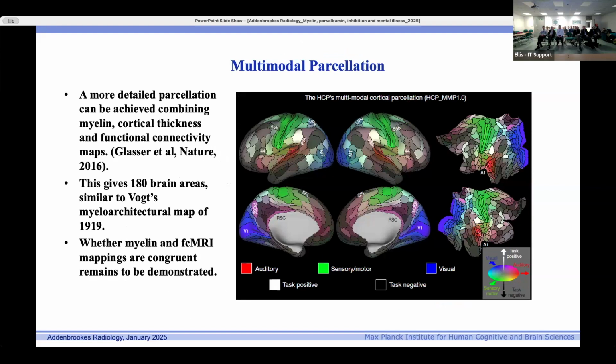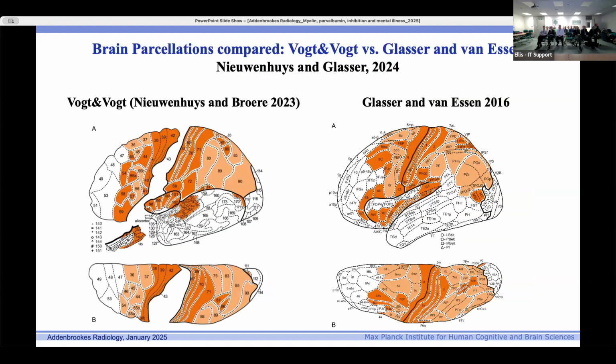And they got onto this very quickly, and by 2016, they made this beautiful map of 180 brain areas, which is similar to the myeloarchitectural map of 1919. No, I didn't show that, but it is similar. The comparison between the grand myeloarchitectural map of Oscar and Cecile Vogt, published in 1919, and the Glasser and Van Essen map of 2016 was made in a paper just published.